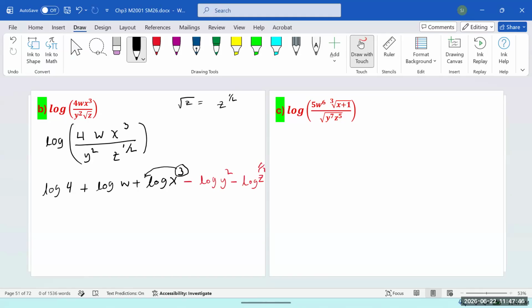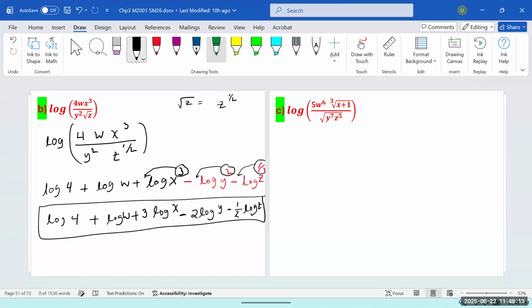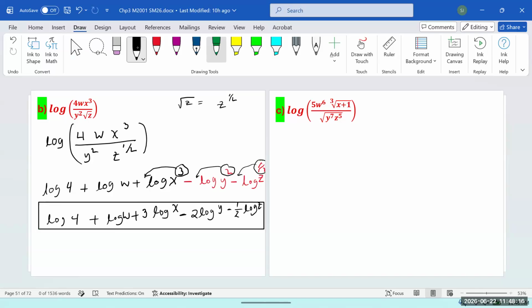And then move 3 as a power, so it becomes 3 log x. 2 comes down, we have 2 log y. 1/2 comes down, we get 1/2 log z. And we just have log of 4 plus log of w. Great, that's what we have to do. No math is needed.